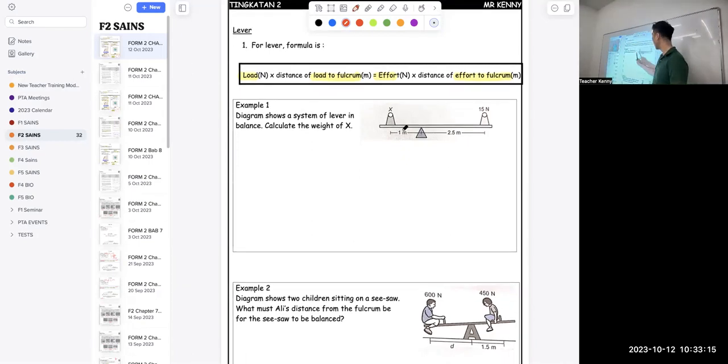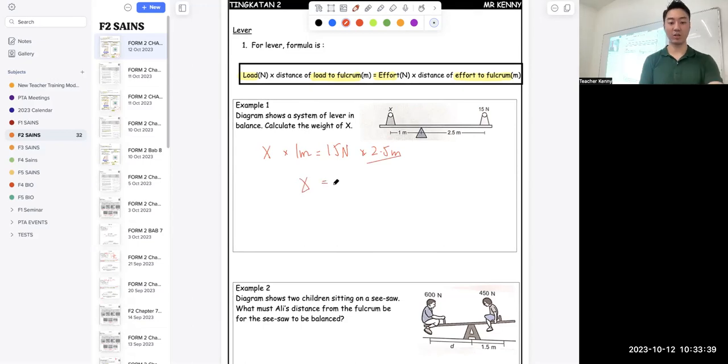First of all, put the numbers into the formula. Say, teacher, how do I know which is load, which is effort? Doesn't matter in this case. This one can be load, this one can be effort. So just put a simple one. X times 1 meter is equivalent to 15 Newton times 25.5 meter. No calculator, you got no answer. So one of you better sacrifice your calculator, or the smart one, please calculate for us.